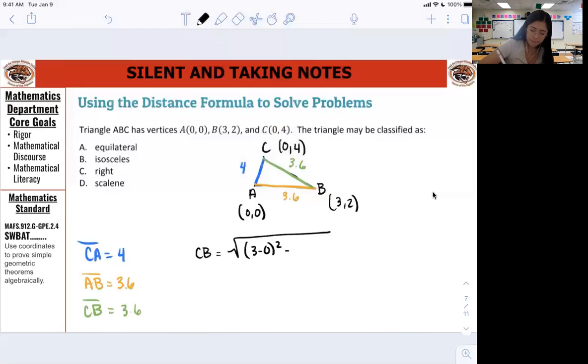Squared. What about y2 minus y1? 2 minus 4. 2 minus 4. I'm sorry, Miss. Things distracted me. Then we just do a little bit of math, right? Whatever's in the parentheses. So 3 minus 0 is 3, so I can leave that as 3. 2 minus 4, what is it?